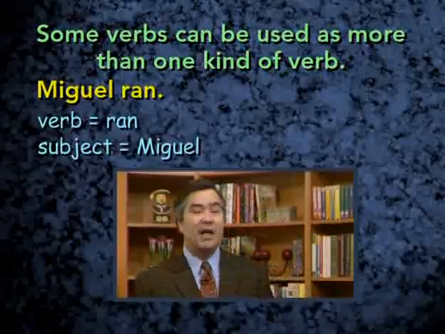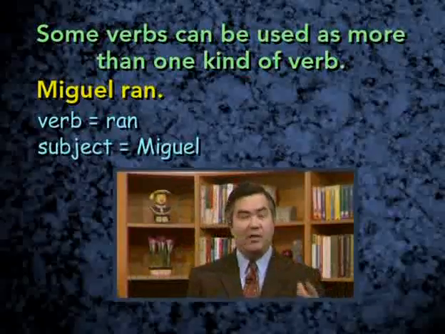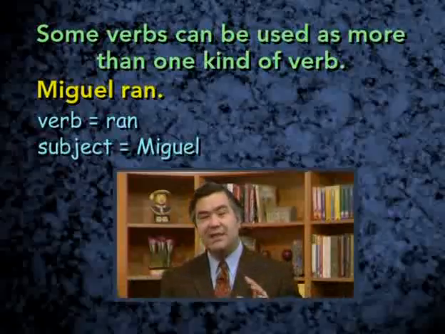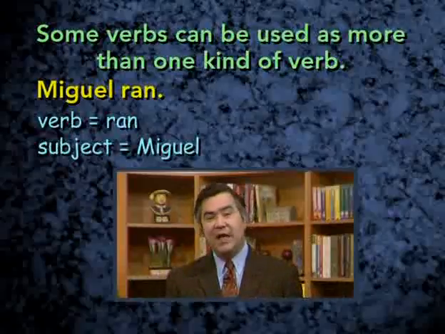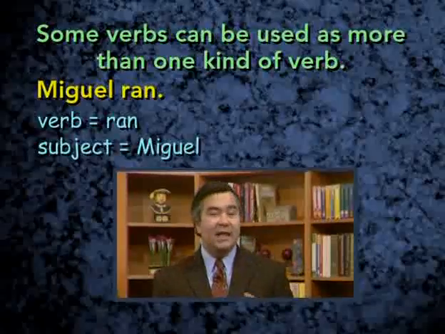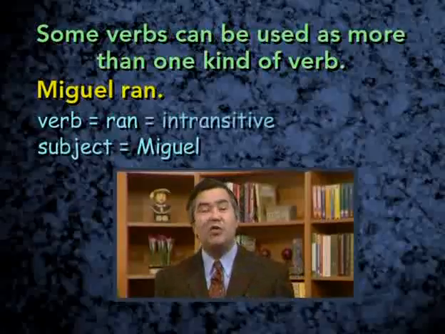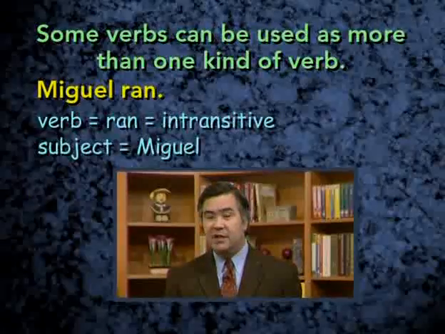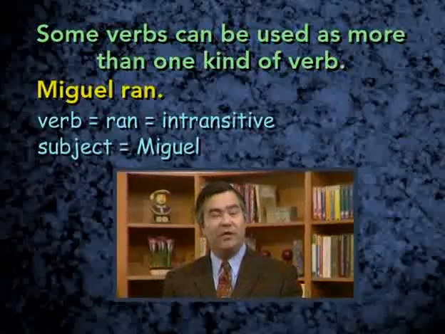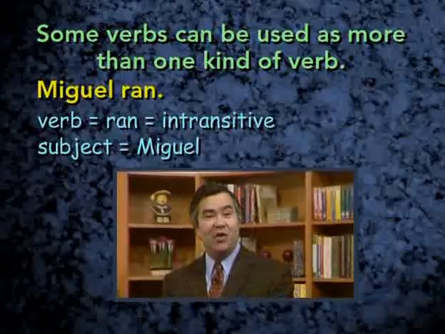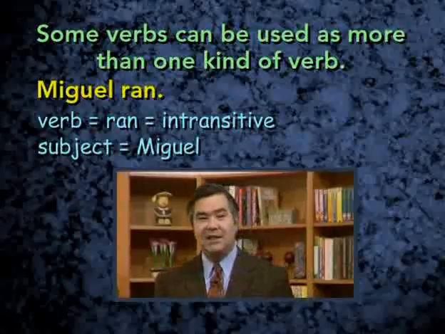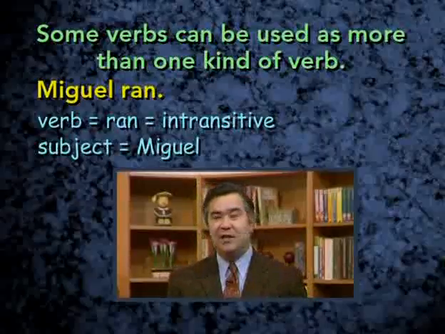Perhaps he's a runner on the track team and went out running this morning, and we could say, well, Miguel ran. This could be a complete sentence, and in this case the verb ran is being used as what kind of verb? Transitive, intransitive, or linking? In this case, ran is being used as an intransitive verb. Remember that an intransitive verb doesn't have any object. The action simply stops with the verb ran, and the action does not pass on to an object that follows the verb. Miguel ran, a complete sentence in itself, and ran is an intransitive verb.